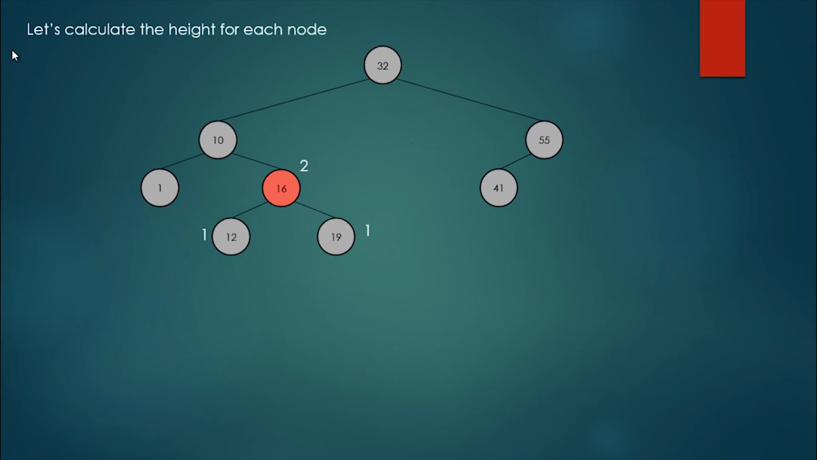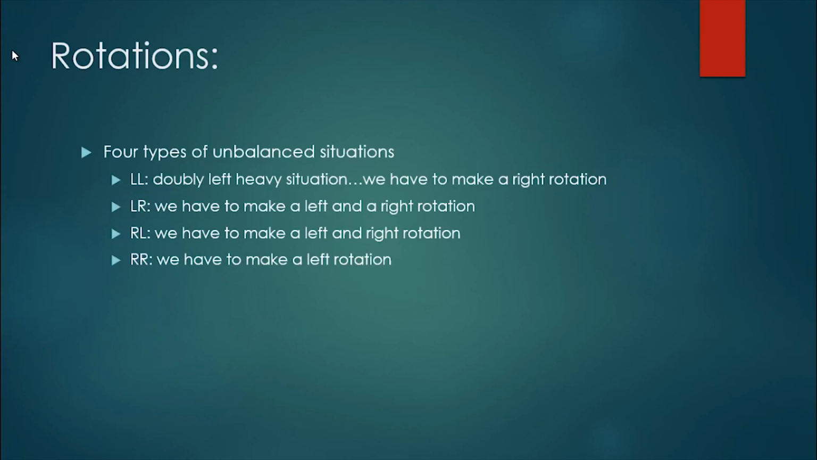We calculate the height parameter for this 16, and it's going to be 2. We do the same for the rest of the tree, and we come to the conclusion that we don't have to make any new rotations, because the difference between the heights of the left and the right subtree is less than or equal to 1. So you can check it according to these numbers.